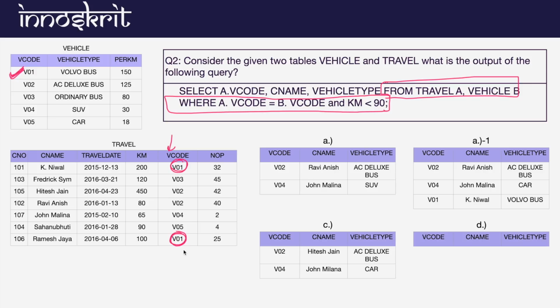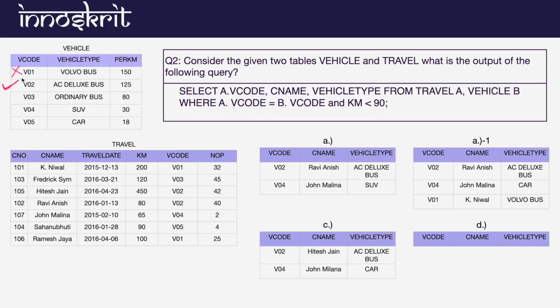Okay, so these two will be refiltered. Also you have to look for kilometer: only rows whose kilometer value is less than 90 should be considered. In this case we don't have any kilometer value which is less than 90, right? Although V code V01 equals V01, we don't have any kilometer value less than 90, so this row will be ignored.